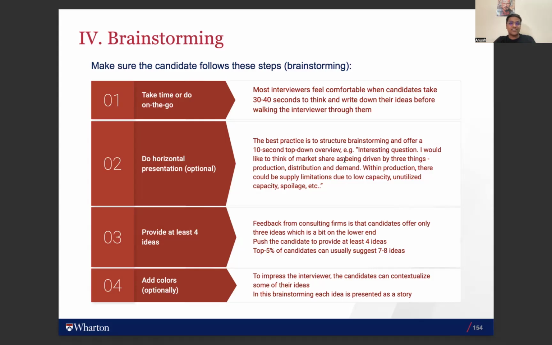I would like to think of market share as being driven by three things. Like, what controls market share? Production, distribution, and demand. Within production, we are facing issues. Our production is at a higher cost than our price. So distribution and demand. Within production, there could be supply limitations due to low capacity, unutilized capacity, spoilage, and all these things. Provide at least four ideas. We've already provided. It depends on case by case.